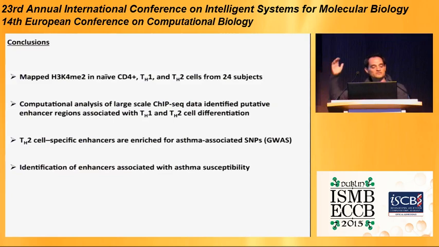So to conclude, to summarize, we have mapped H3K4 Me2 in naive CD4 plus cells and TH1 and TH2 cells from 24 different subjects. We have done a computational analysis of this large-scale ChIP-seq data, and we identified putative enhancer regions associated with TH1 and TH2 cell differentiation. We also observed that TH2 cell-specific enhancers are enriched for asthma-associated SNPs, and we identify enhancers associated with asthma susceptibility.